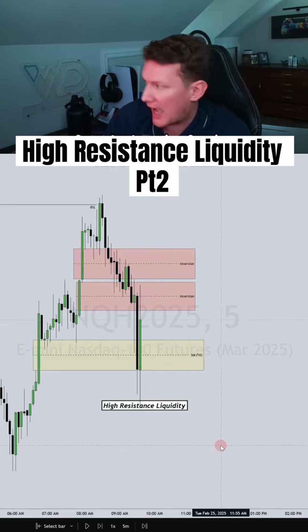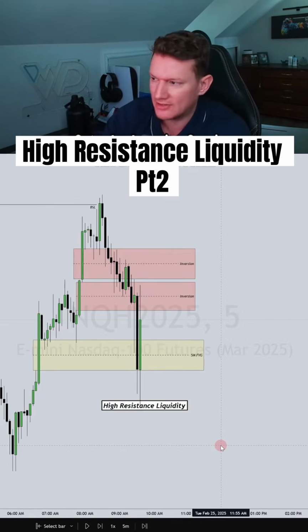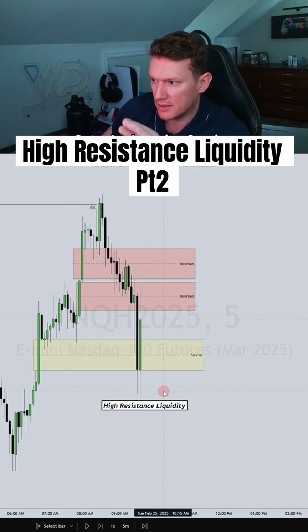Like we're going to have pullbacks after pullbacks after. It's just going to be very choppy. Okay, so I wouldn't even be looking to take this trade yet because we're dealing with too many gaps on the downside. Now, this somehow ends up working.